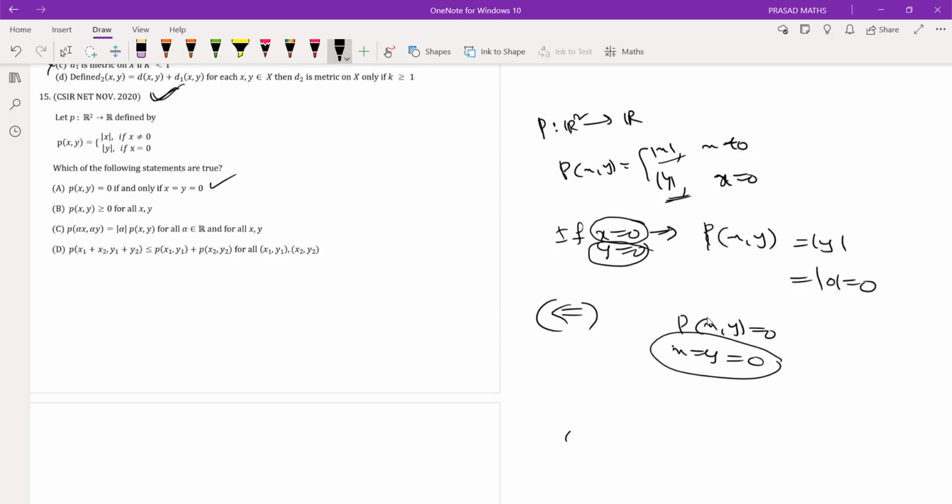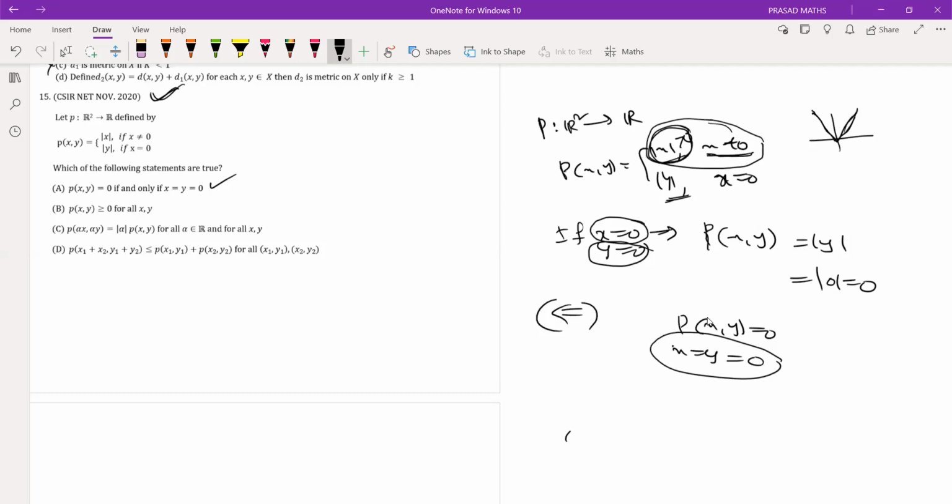Yes or no? See, here look, if x is non-zero, then mod x is always positive. This is not a relevant case for us. If x is non-zero, mod x is always positive. Yes or no? Yesterday I told you that mod x is positive whenever x is non-zero.